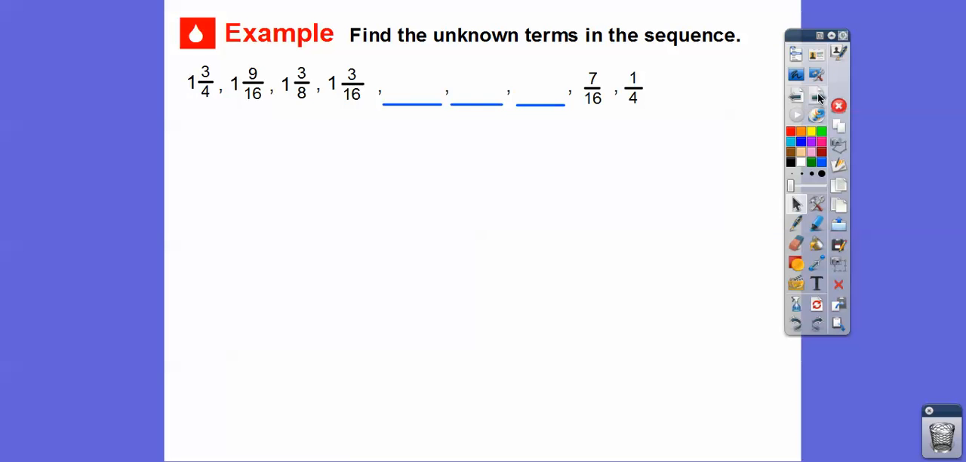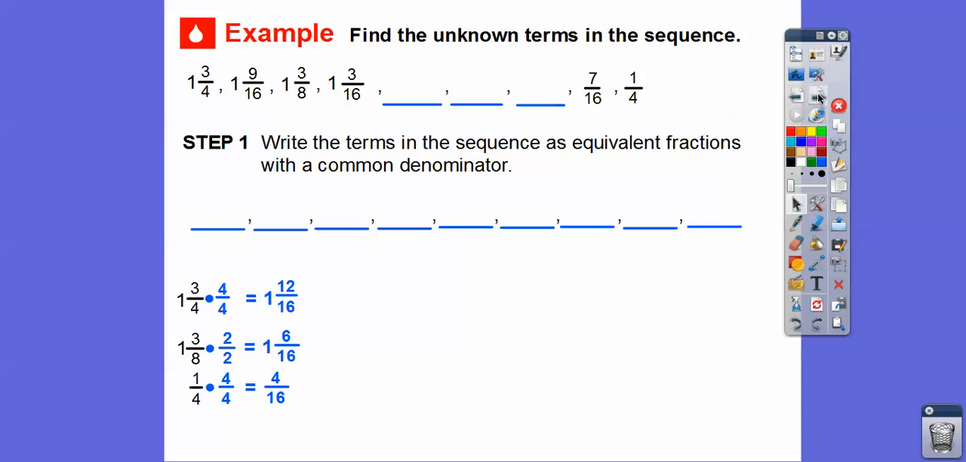Do you see the pattern? Let's try another one here. Find the unknown terms in the sequence. So here we're going to think of the common denominators again. Write the terms of the sequence as equivalent fractions with common denominators.